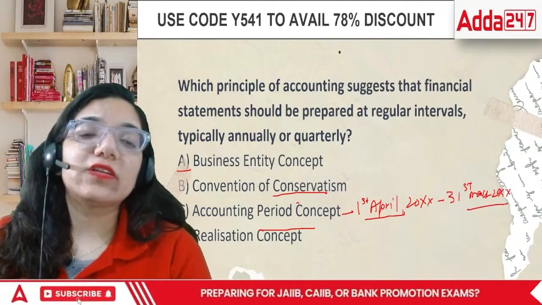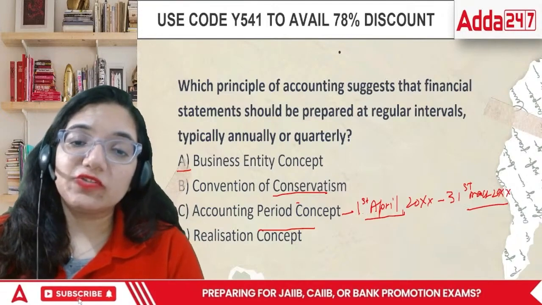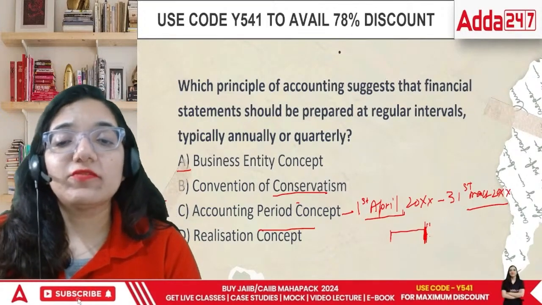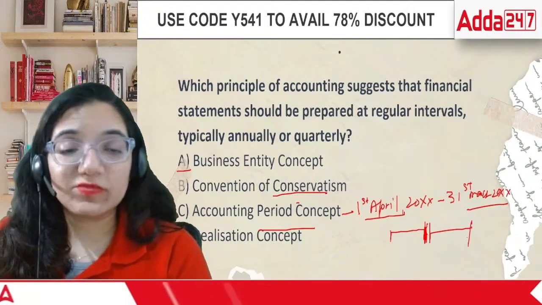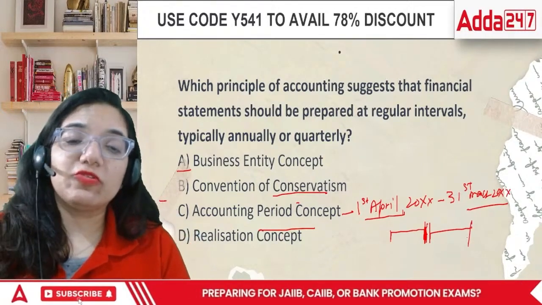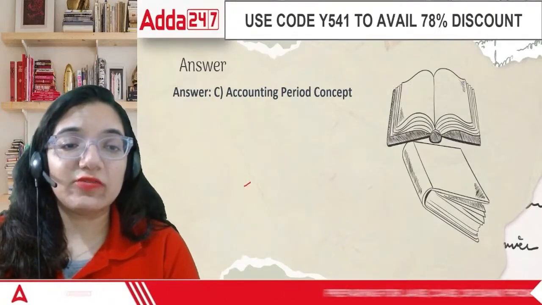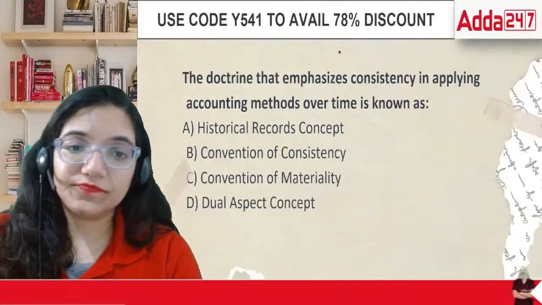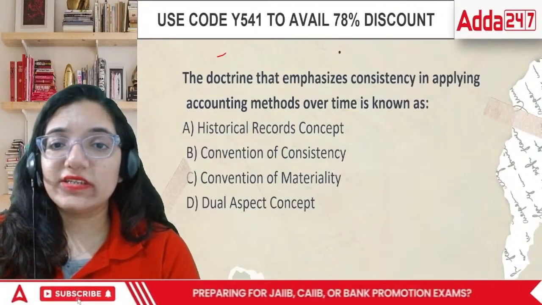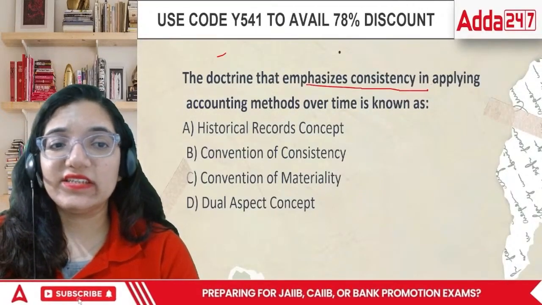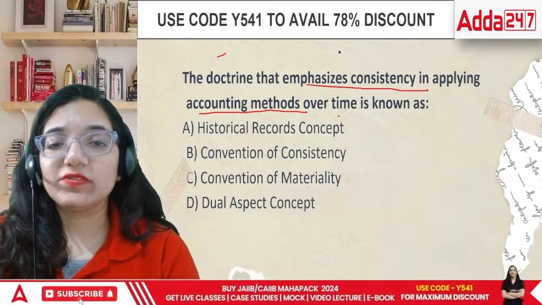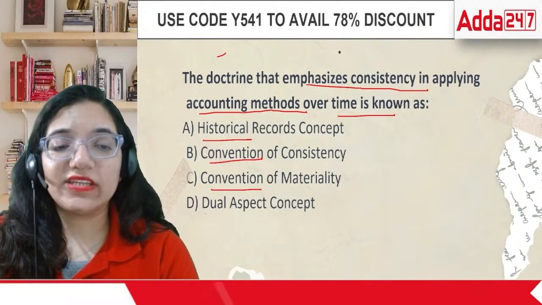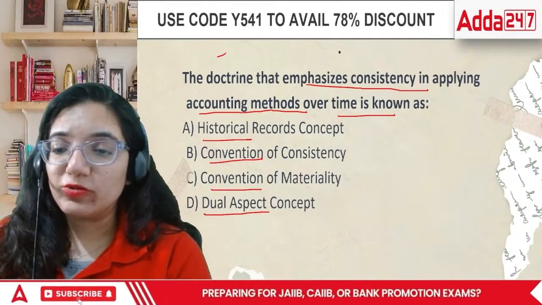We will record the books of accounts as per this only. So whenever you start your business, you will end your first year on 31st of March. From next year onwards, you are also settled into this particular system. So when you're talking about regular systems, regular accounting intervals, it is always talking about accounting period concept. Emphasizes consistency is applying accounting methods over the period of time is known as historical records, convention of consistency, convention of materiality, or dual aspect. What would be the answer, everyone?